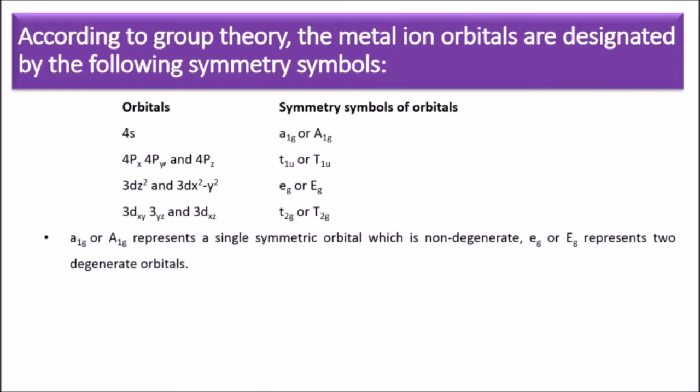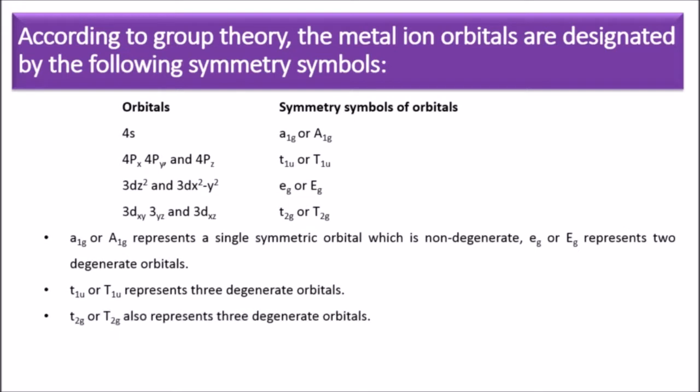3dxy, 3dyz, and 3dzx are represented by T2g. A1g represents a single symmetric orbital, and single symmetric orbital means what? You know that the s orbital is spherical in shape, it spreads uniformly in all the axes equally, and therefore it is a single symmetric orbital which is non-degenerate. Eg represents two degenerate orbitals, while T1u represents three degenerate orbitals. T2g also represents triply degenerate orbitals, but it acts as non-bonding molecular orbitals.